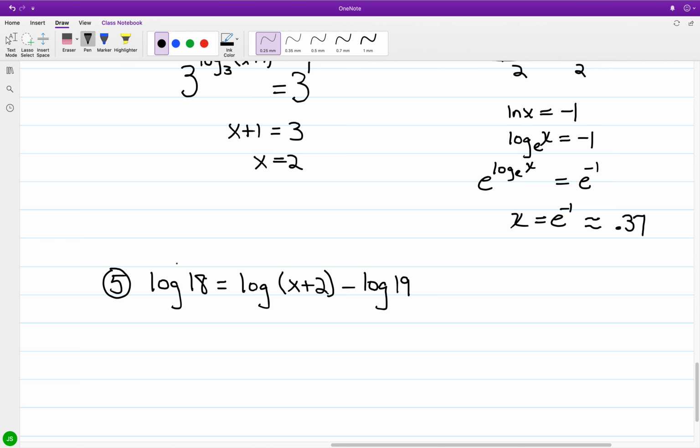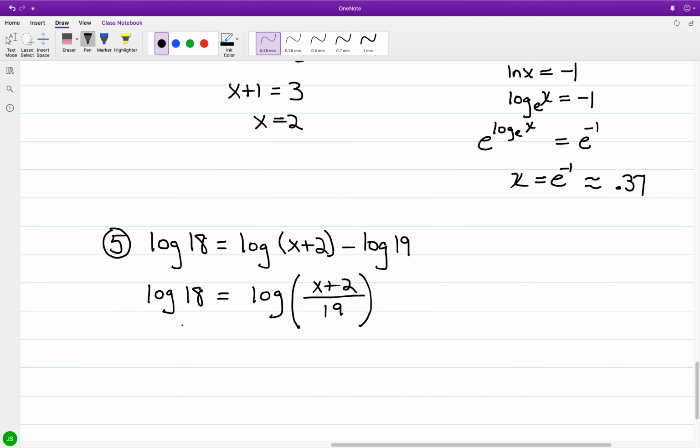And what I want is to have only one logarithmic term on each side. So I have the base 10 logarithm of 18 by itself, but I can condense what I have on the right. Now we have a difference of logarithms, and I can make it into one term. Anything that is positive, the argument is going to be in the numerator. Anything that is negative will have the argument in the denominator. So now we have the base 10 logarithm of 18 is equal to the base 10 logarithm of the quantity x plus 2 over 19.